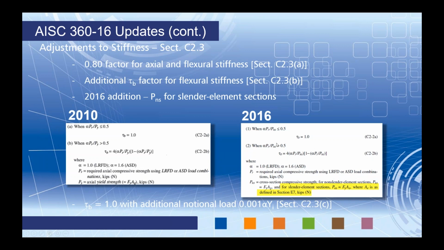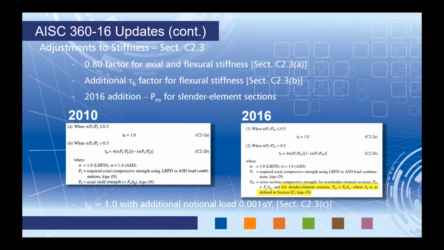Now, comparing that to the 2016, realistically, the equation didn't change. What did change, though, is the P sub Y is no longer P sub Y. It's now called the cross-section compressive strength. And we have a small little section added in here for slender elements. Now, for non-slender elements, everything remains the same. For slender elements, though, we are no longer using the gross area, which is used for non-slender elements, but instead we're using the effective area. The effective area is defined in section E7, which is our chapter for compression. So that's something to keep in mind if you are designing with slender elements.